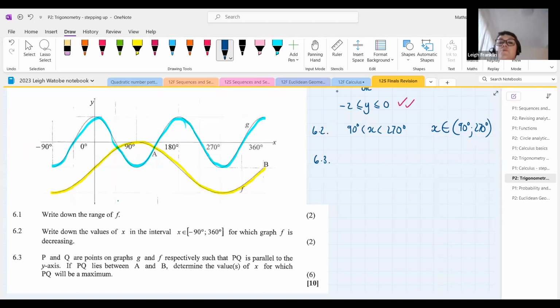Okay, so there you go, that's it in interval notation. P and Q are not drawn. P and Q could be over here, or it could be there, or here, or here. It's anywhere in between these two graphs because they said it lies between A and B. So it can be anywhere.